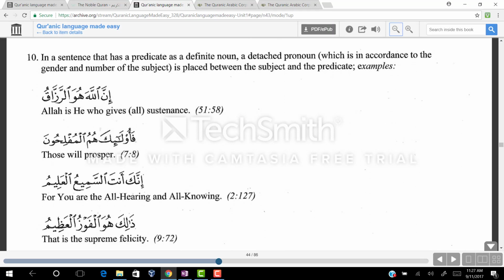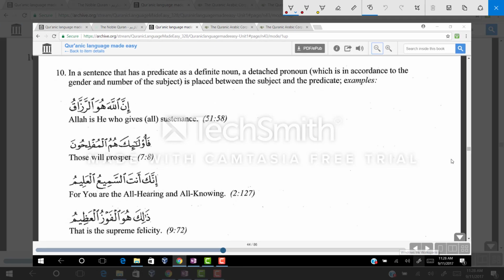Now let's move to the 10th point. This says, in a sentence that has a predicate as a definite noun. So the predicate is the khabar here. So in this case, what happens in the sentence if the predicate has a definite noun? This is the exception to the rule. The third rule says the second noun is generally an indefinite noun. But in this case, the second noun or the khabar or the predicate is a definite noun or a marifa noun, a detached pronoun which is in accordance to the gender or number of the subject is placed between the subject and predicate.